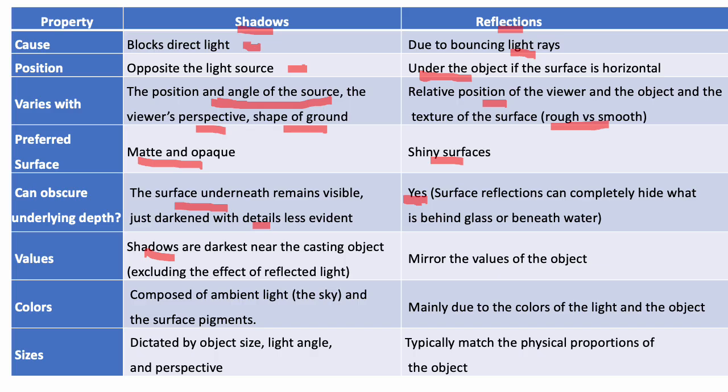Values for shadows are darkest near the casting object if we exclude the effect of reflected light, and reflections mirror the values of the object. For colors, shadows show the ambient light, usually the sky, as well as the colors of the surface, whereas reflections are mainly due to the colors of the light and the object. As far as size, shadows are dictated by the size of the object, the light angle, and perspective, whereas reflections typically match the proportions of the object.